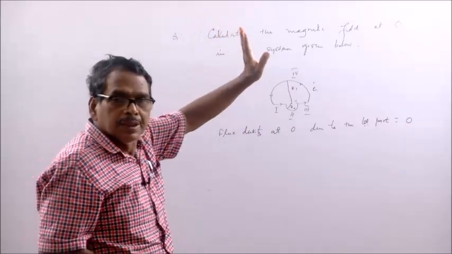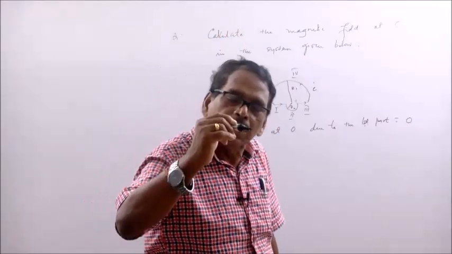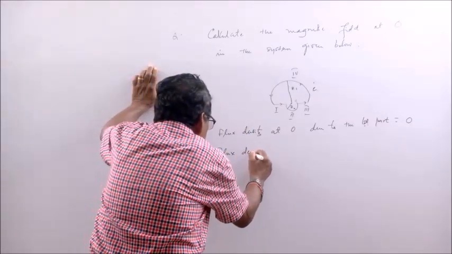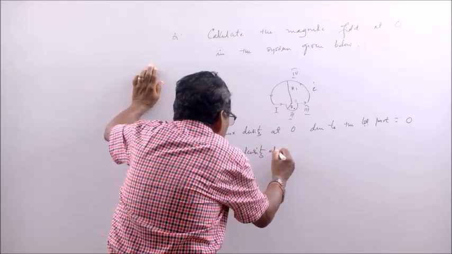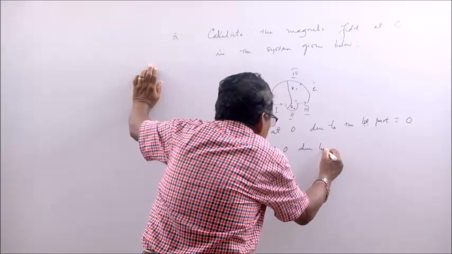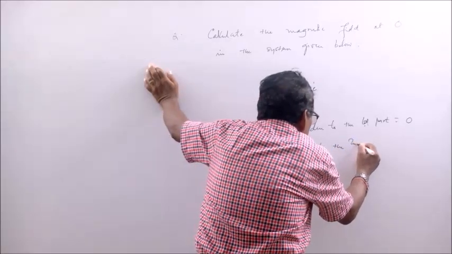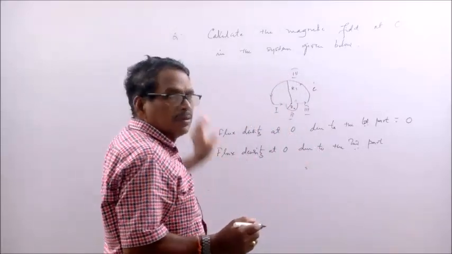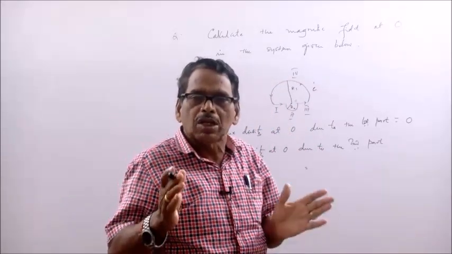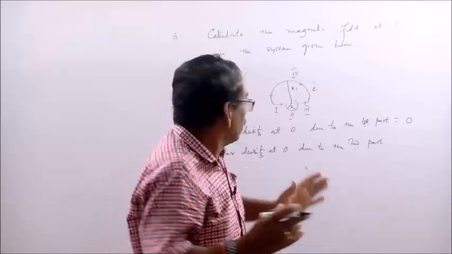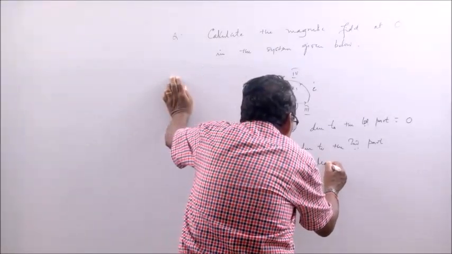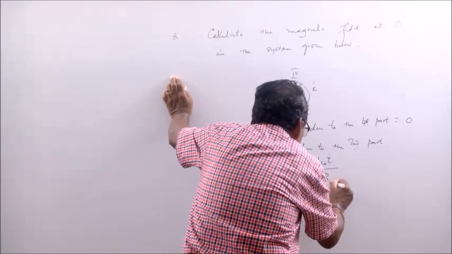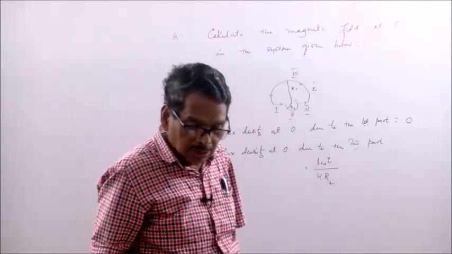Now come to the second part. The second part is a semicircle. So what is the flux density at O due to the second part? Flux density at the center of a circular coil is mu 0 I by 2A. So here it will be what? Mu 0 I by what? 4R2. Because it is a semicircle, it will be mu 0 I by 4R2.